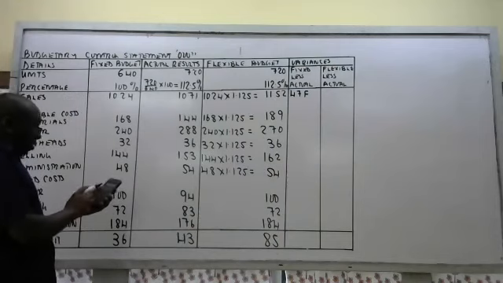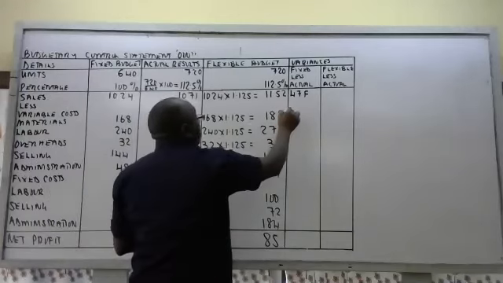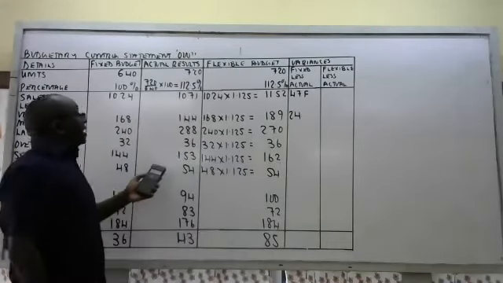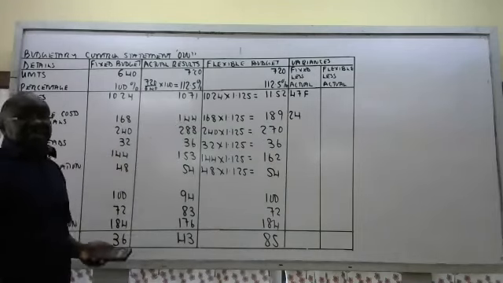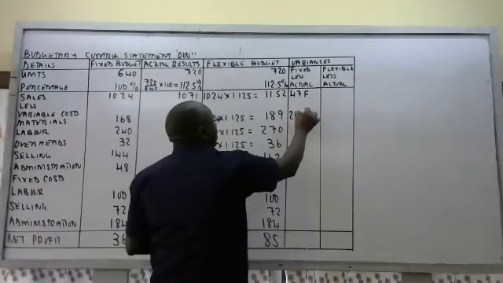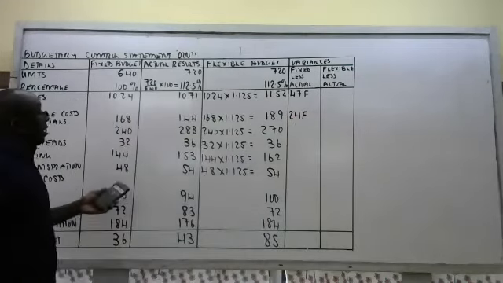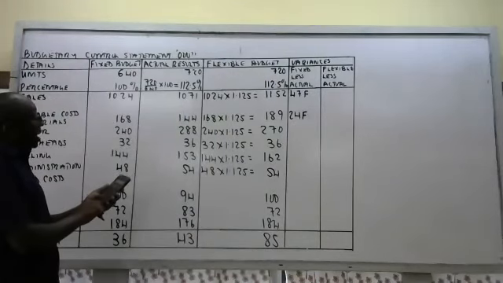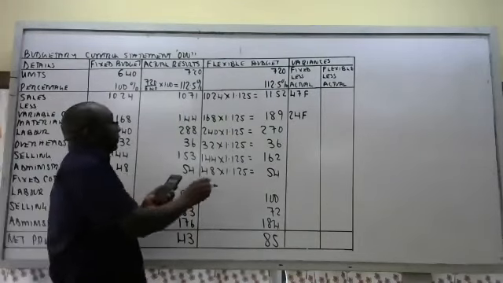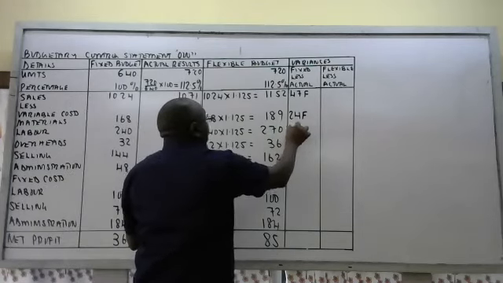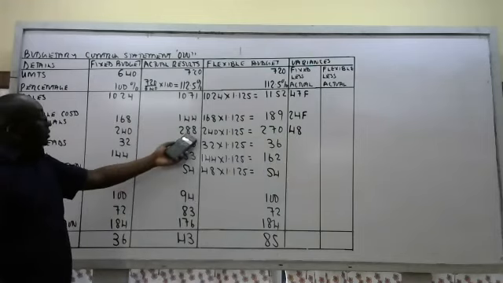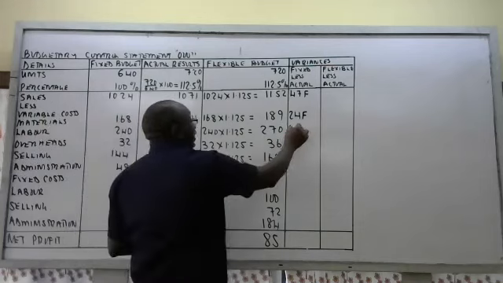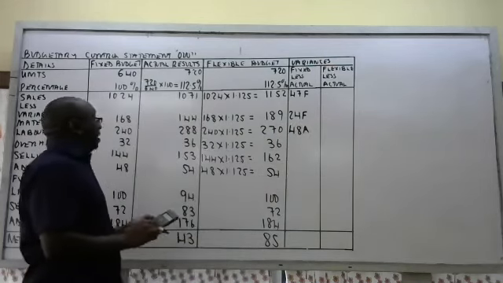Favorable. Then 168 minus 144 is 24. And that variance is favorable because the actual is less. Then 240 minus 288 is 48. And that variance is adverse, because the actual is higher.